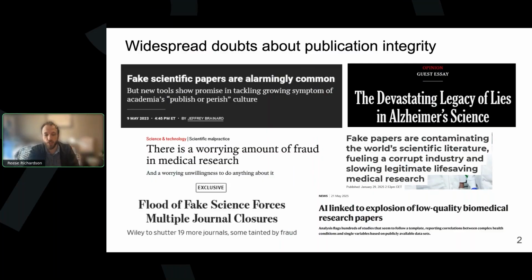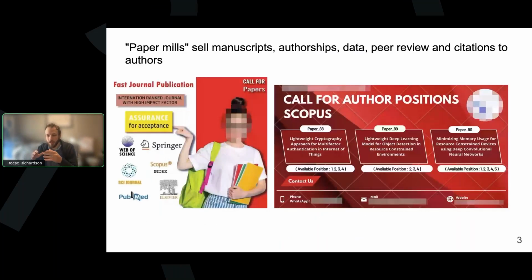created by organizations that are called paper mills. You may or may not be familiar with this term, but effectively, paper mills are organizations that fabricate fraudulent manuscripts at sale. So people can buy those manuscripts and put their name on them to pad their CVs, to increase their chances of promotion or hiring or tenure or what have you.